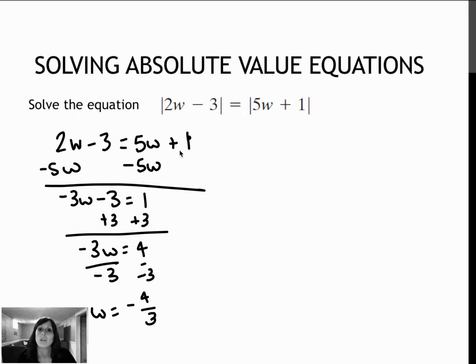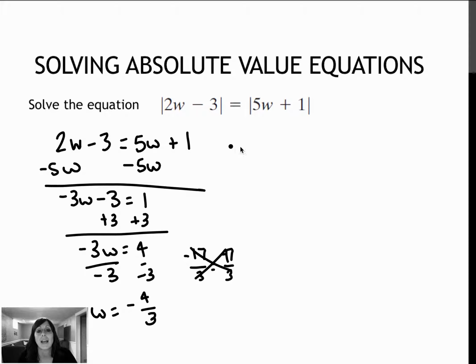So supposedly that will work if I plug it back in. Not a bad idea to do a mental check. 2w times negative 4/3 is negative 8/3 minus 3, negative 17/3. On this side, I would get 5 times negative 4/3, which is negative 20/3, plus 1, which gives me negative 17/3. So that checks out and we're okay.